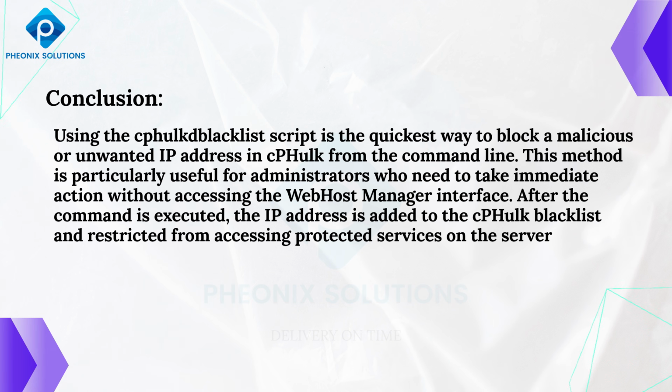Conclusion. Using the cPHulk blacklist script is the quickest way to block a malicious or unwanted IP address in cPHulk from the command line. This method is particularly useful for administrators who need to take immediate action without accessing the Web Host Manager interface. After the command is executed, the IP address is added to the cPHulk blacklist and restricted from accessing protected services on the server.